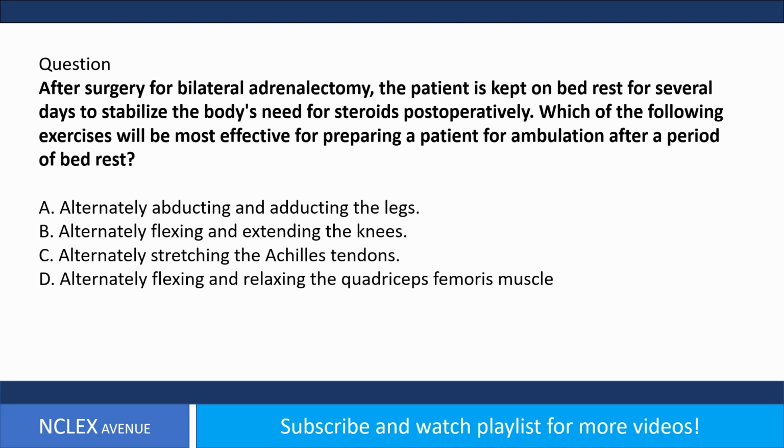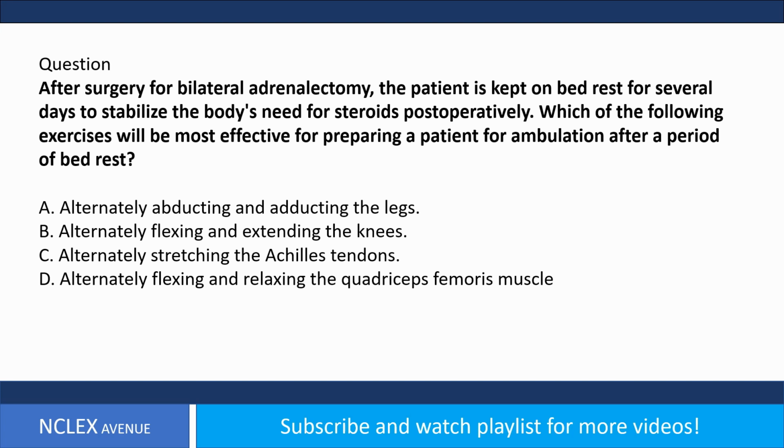Question. After surgery for bilateral adrenalectomy, the patient is kept on bed rest for several days to stabilize the body's need for steroids postoperatively. Which of the following exercises will be most effective for preparing a patient for ambulation after a period of bed rest? A. Alternately abducting and adducting the legs. B. Alternately flexing and extending the knees. C. Alternately stretching the Achilles tendons. D. Alternately flexing and relaxing the quadriceps femoris muscle.